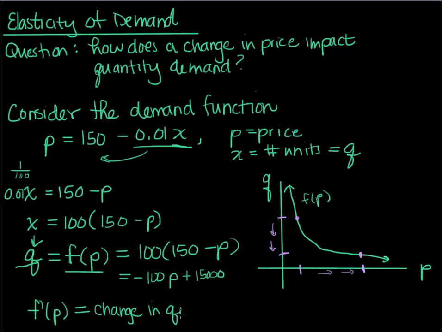Obviously, because f of p is my quantity. But what is it with respect to? It's the change in quantity with respect to price, because I am deriving with respect to p. So this is the interesting thing. I'm going to be using f primed when I talk about elasticity, and it's going to be talking about the change in quantity with respect to price.